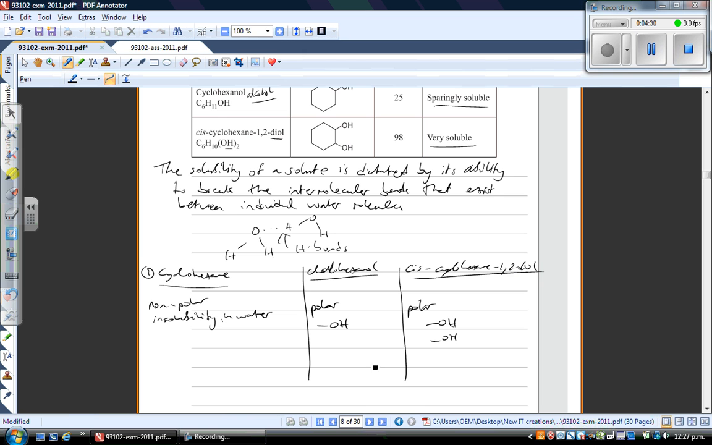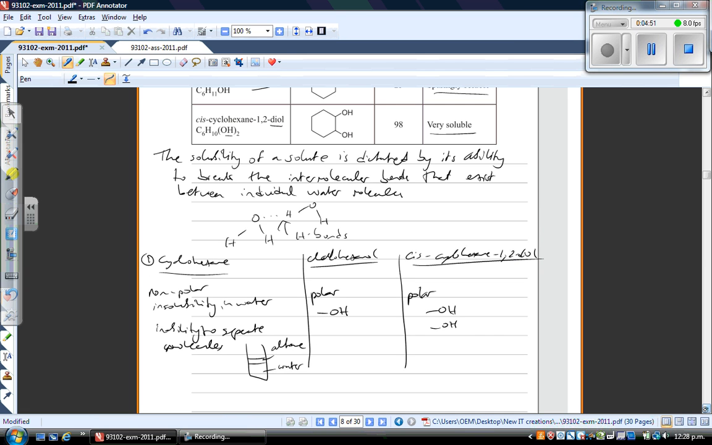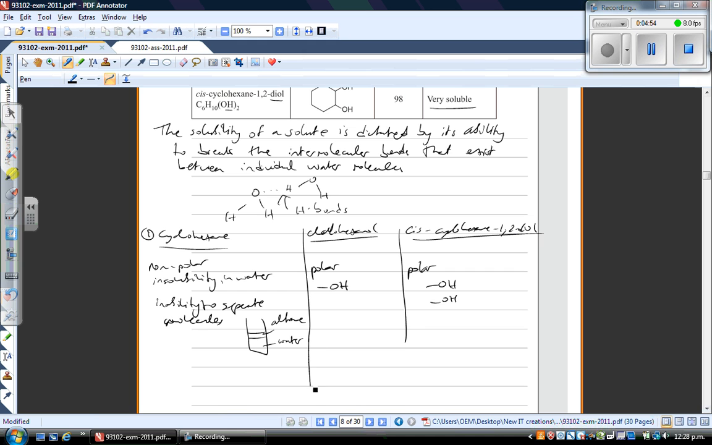Also, with solubility in water, there's an inability of cyclohexane to separate the water molecules out. So what you get in a container would be the dense aqueous layer at the bottom, and the less dense alkane layer, cyclohexane, at the top, because there's no miscibility whatsoever, an inability to break those hydrogen bonds between the water molecules. Cyclohexanol is sparingly soluble because you can form some hydrogen bonds with the water molecules.